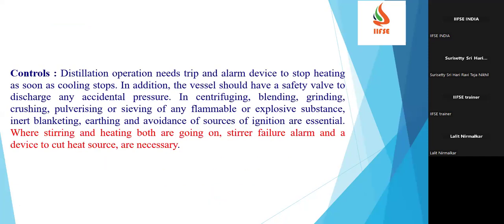Then controls. With respect to controls of these unit operations, what kind of controls should be in place? A distillation operation needs trip and alarm devices to stop the heating as soon as the cooling stops. So what does distillation mean? If you take crude oil, when we do distillation, we apply heat to that crude oil. At certain temperatures, the materials which are there in that crude get separated.